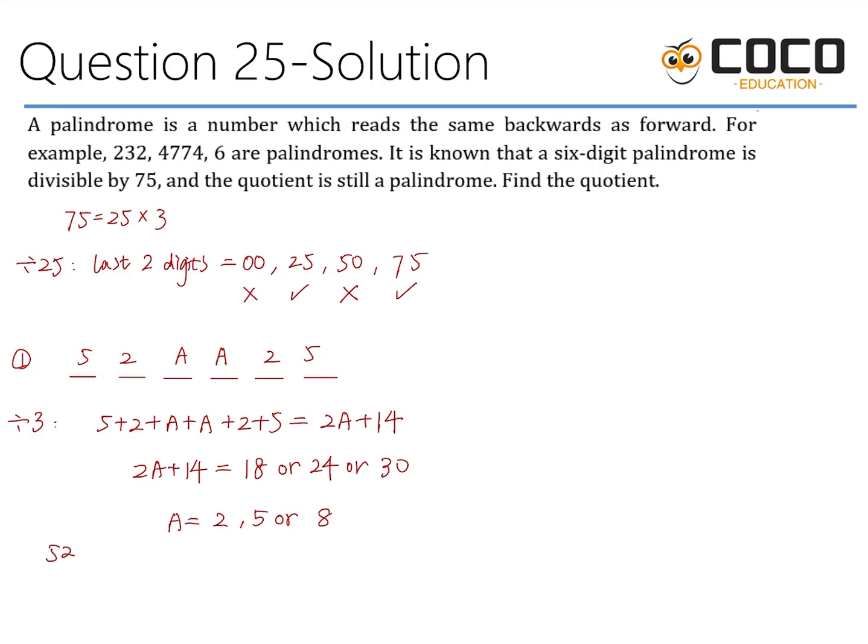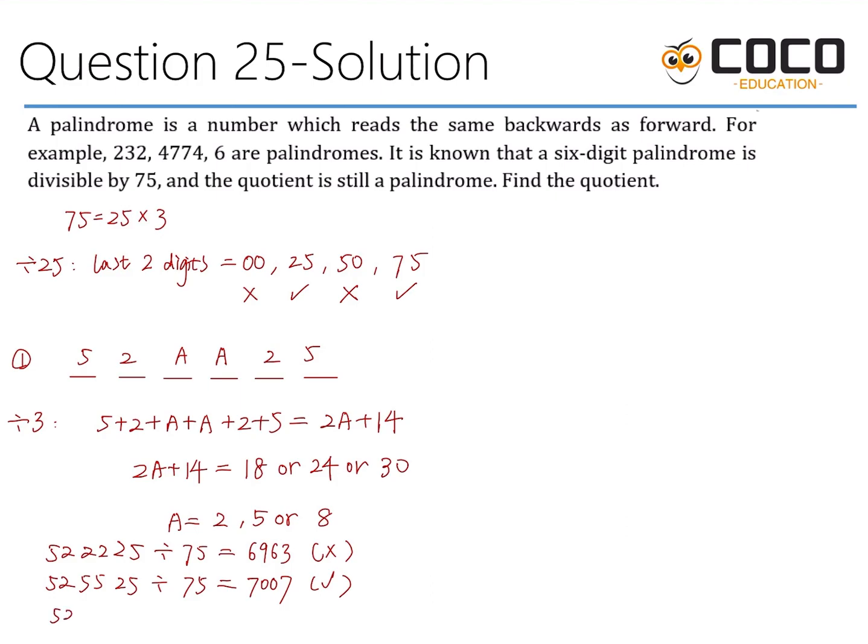Then we have to check for each of the 3 values. So first one, 5, 2, 2, 2, 2, 5. When this is divided by 75, we get 6963. 6963 is not a palindrome, so this is wrong. Second case is when the middle digit is 5, so 525525. When this is divided by 75, we get 7007. So we found the answer. This is a palindrome, 7007. When you read it backwards, it's the same.